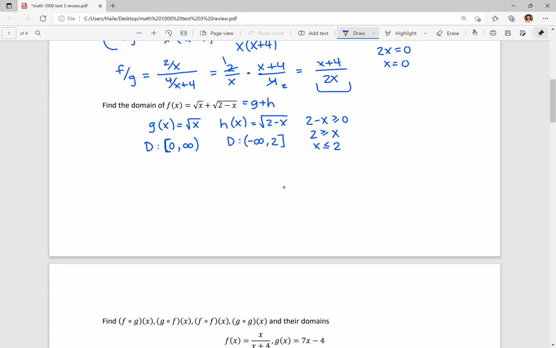So our overall domain, I'm going to write this as d sub f, just so you know it's the domain of f. So we know it has to start at 0 because that's the smallest number that's in both intervals. And now the biggest number that's in both intervals is 2. So notice we have every number bigger than 0 in this first one, but we only go up to 2 in this second one. So our domain must be 0 to 2. So this would be your final answer.